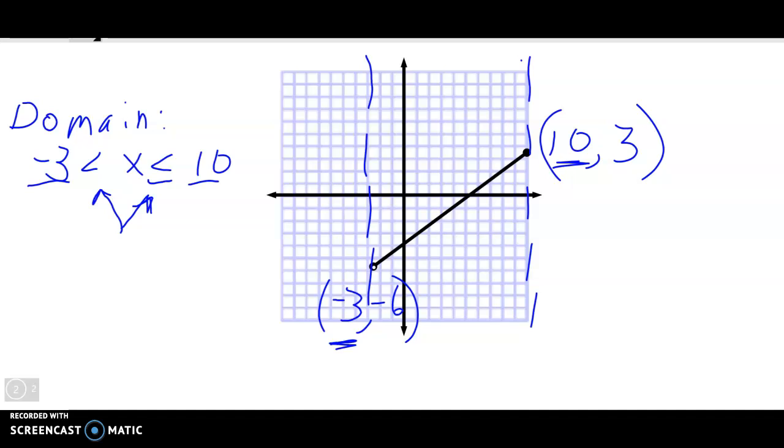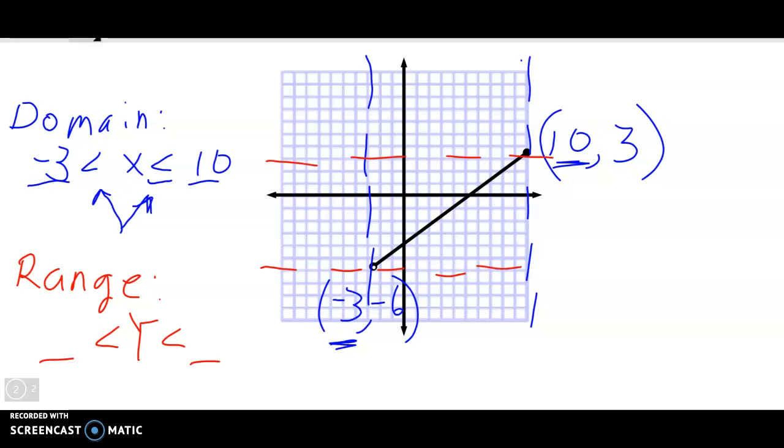So now I'm going to find the range. I'm going to go ahead and put my y in there, put my less than. I got to find those 2 points. Now remember, I go from the bottom to the top. I'm going from bottom to top. So my bottom y value is -6. I write it in. My top y value is 3.